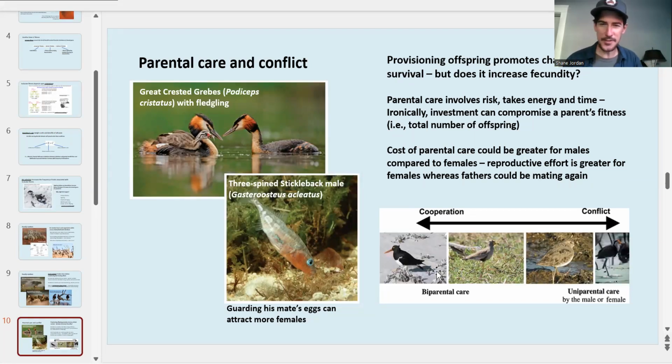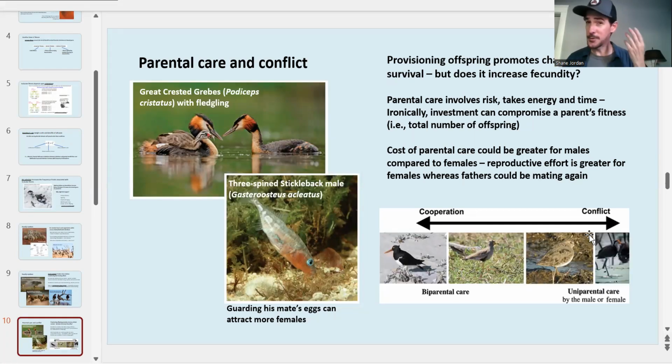And this might appear to be the most advantageous situation. But then we can start to see situations where biparental care doesn't happen, and instead we have uniparental care. And that's where we go from having cooperation amongst the parents to really seeing more conflict amongst the parents. And why does this happen? Well, although provisioning offspring certainly increases the chance of their survival, it might not necessarily increase the reproductive success of either of the two parents involved.